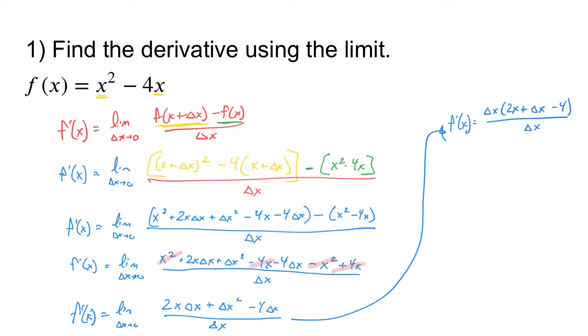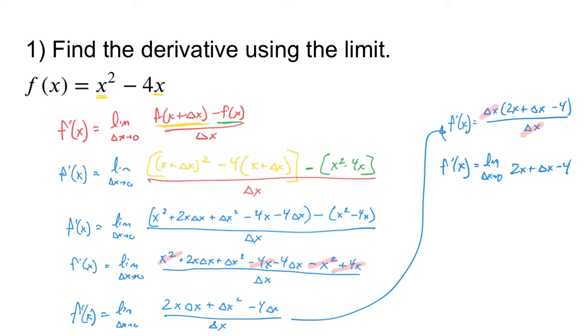Let me show you. I factored my delta x out of the top. That was pretty easy to do because all the terms had a delta x in them. And now if you notice, there's a delta x on the top and a delta x on the bottom, and they can cancel each other out. When they do, I'm left with f prime of x equals the limit as delta x approaches 0 of 2x plus delta x minus 4.